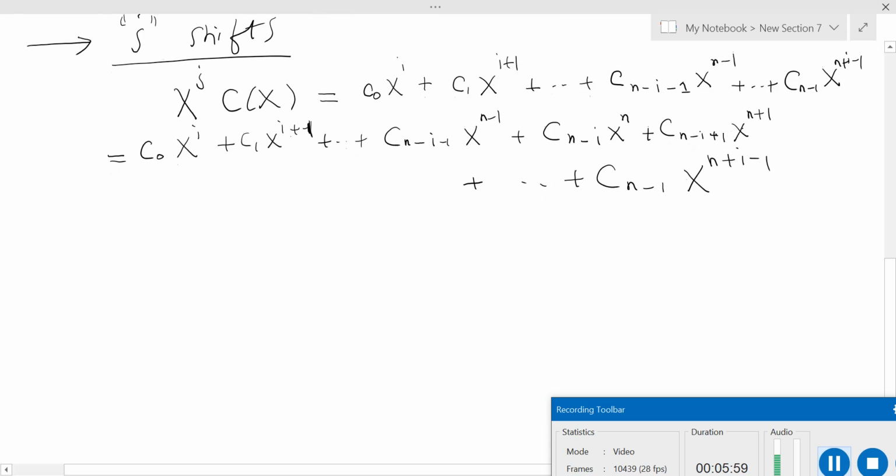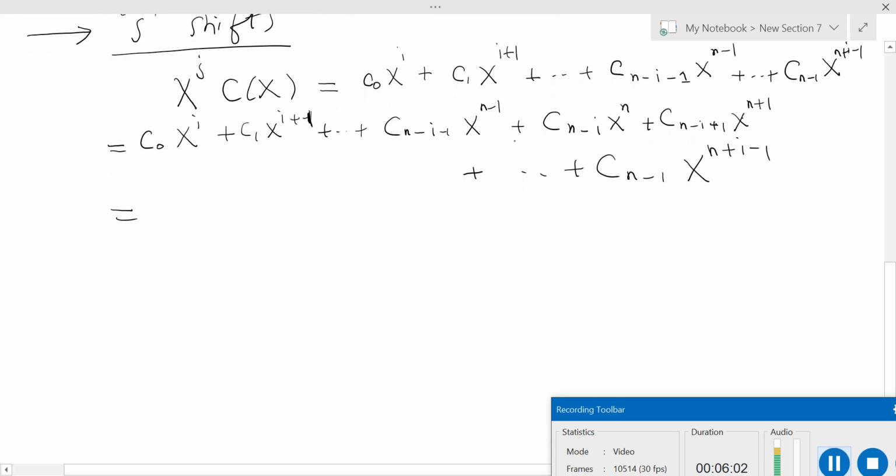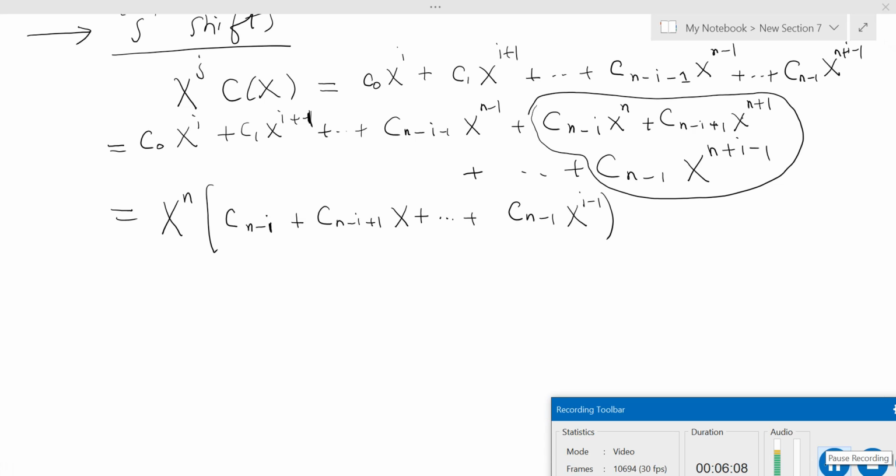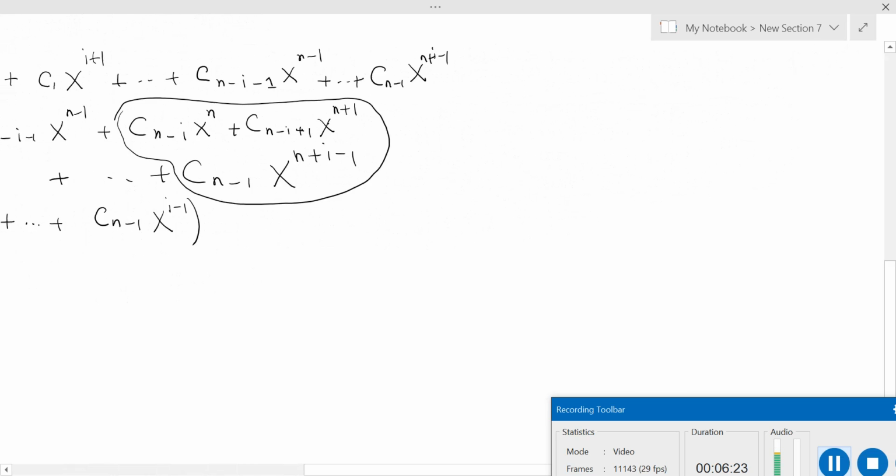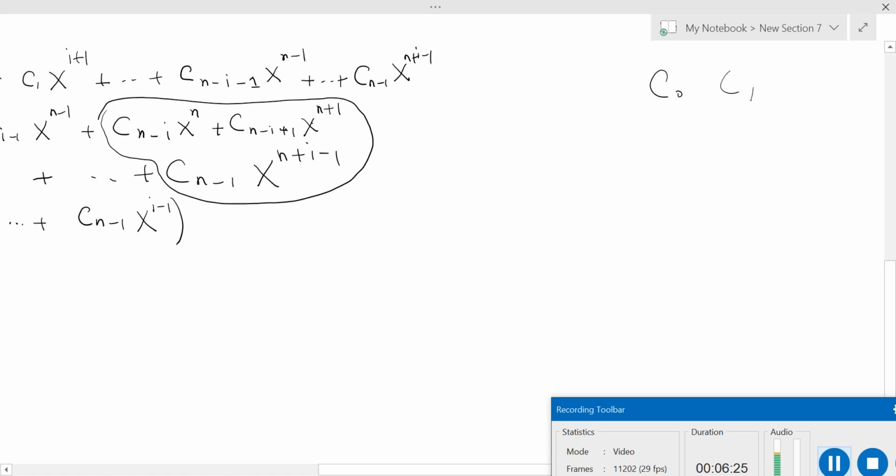Now I will take x to the power n common from these terms. Let's see what we will get. This is what we get. Just verify it. I have taken x to the power n common, and then the other terms. Now after this I will do one manipulation. To do that manipulation I will note that these coefficients c0, c1, c2 are all binary.